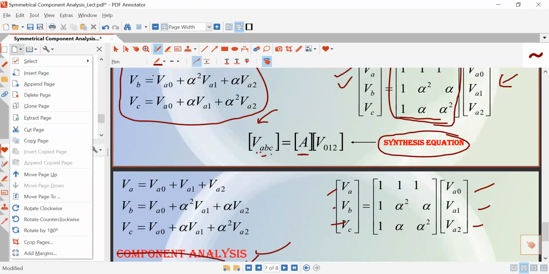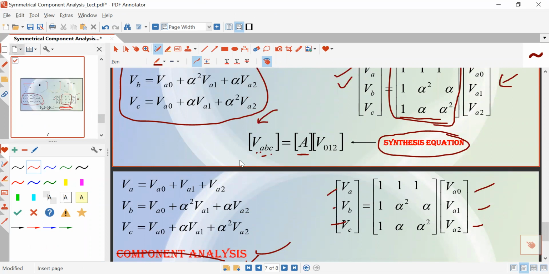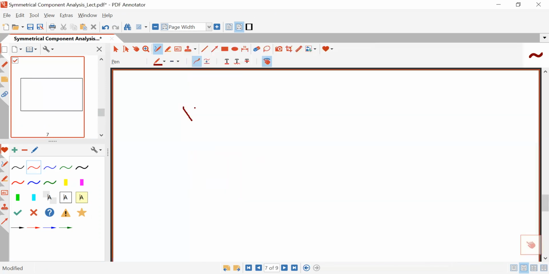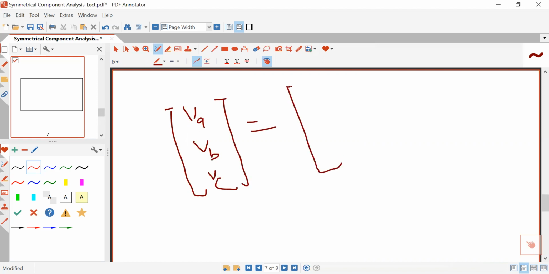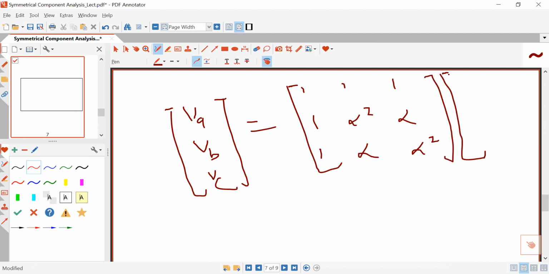If the symmetrical components are known and you have to determine the unbalanced phasors VA, VB, VC, then you must remember this matrix. This is called synthesis. It is very easy to remember: 1, 1, 1; 1, alpha square, alpha; 1, alpha, alpha square; and this matrix multiplies VA0, VA1, and VA2. This is called component synthesis.